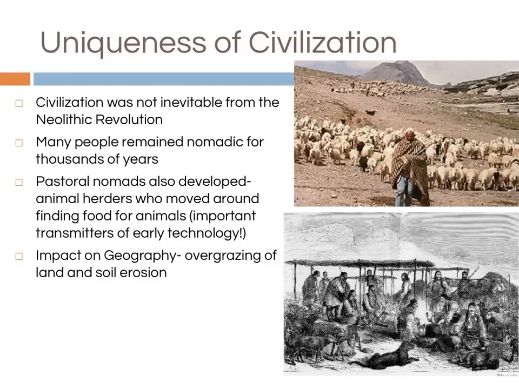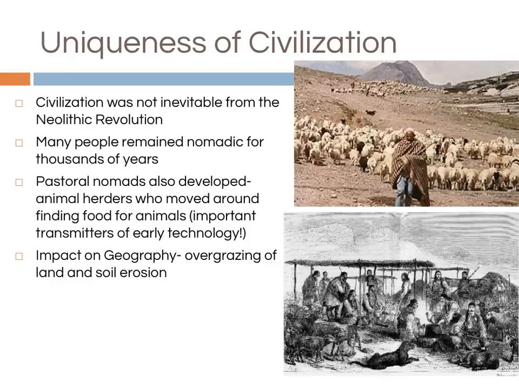One thing to keep in mind, even though we're talking a lot about civilization, civilization is not inevitable from the Neolithic Revolution. There are a lot of people and a lot of places in the world that stayed nomadic for thousands of years, and there are even people that are still nomadic now. One key term is pastoral nomads. Pastoral nomads are people who are animal herders, kind of like shepherds, where they move around to find food for their animals. So these are people that remained nomadic even after civilizations formed.